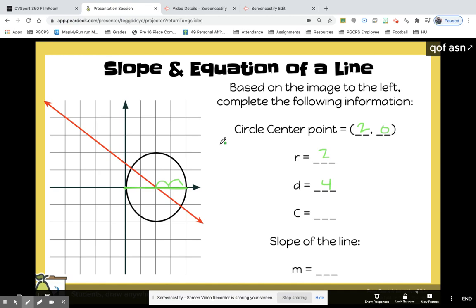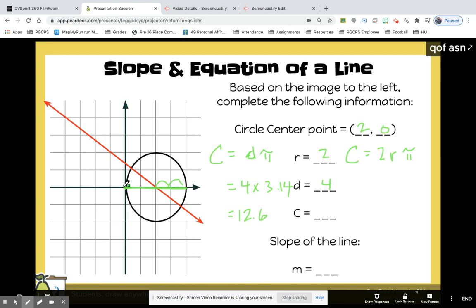Now, to calculate the circumference, we can calculate the diameter times pi, or we can calculate 2 times the size of the radius times pi, right? Either way, we're going to come up with the same answer. So if I use my diameter, that's 4 times 3.14, rounded to the nearest tenth, we're going to have 12.6.